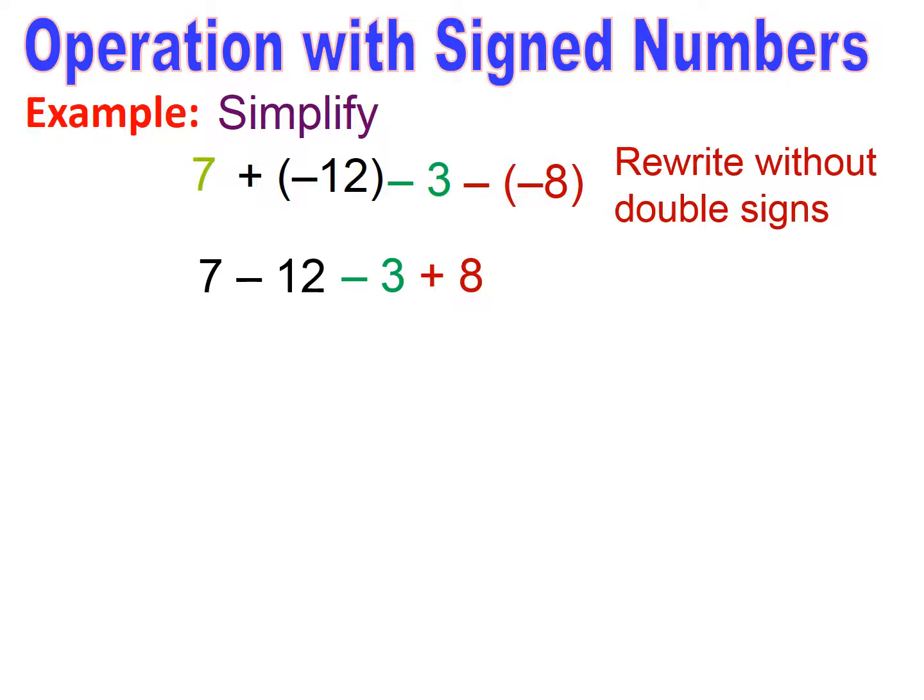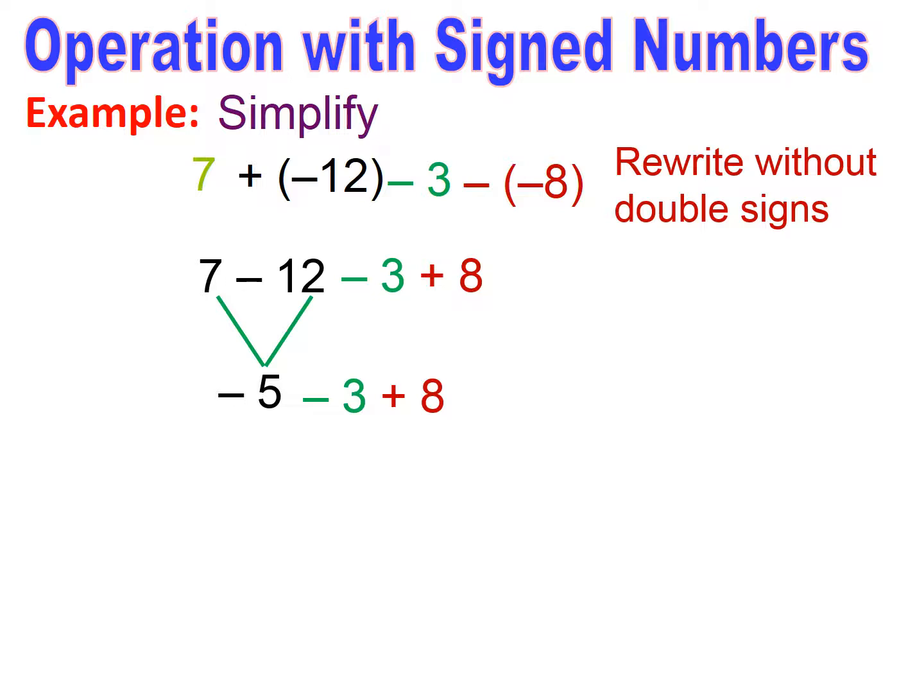Now that I get rid of the double signs, I'm going to work from left to right. So I look and I see I have 7 minus 12. 7's positive, so I have different signs. When you have different signs, you need to subtract and keep the sign of the higher number. So again, I'm subtracting 7 from 12, and I get 5. And because my higher number is minus or negative 12, I put the negative sign with my solution.